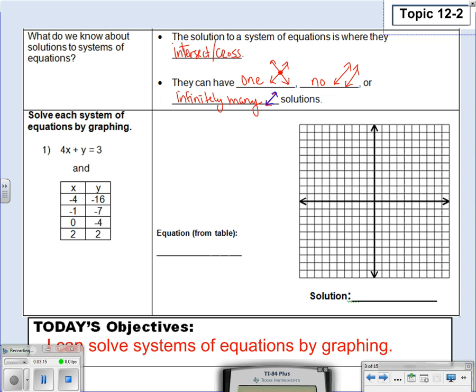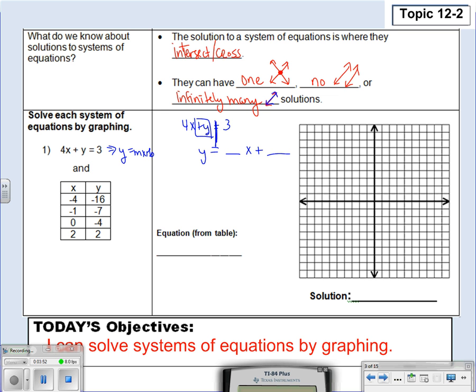So our first problem is 4x plus y equals 3, and then we're given a table. To solve this system of equations, from yesterday we determined we must graph them. And in order to graph them, we need it in slope-intercept form. So we need to get our first equation into y equals mx plus b form. So let's take 4x plus y equals 3, and we want to solve for y. So we'll box in our y, and the goal is to get y by itself, and then something times x plus something.